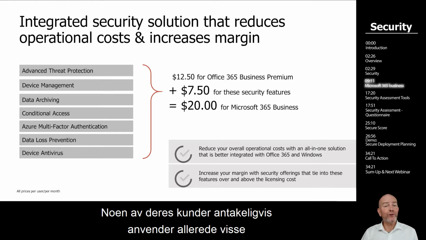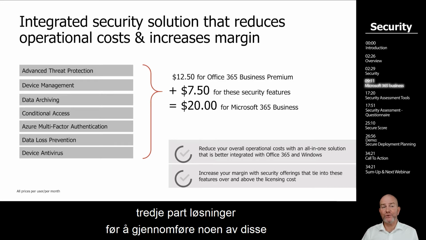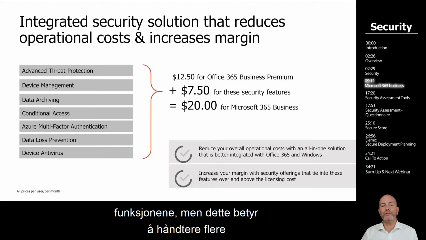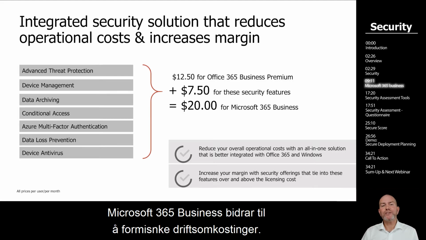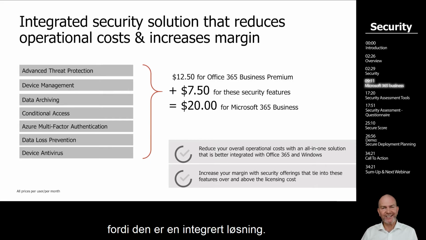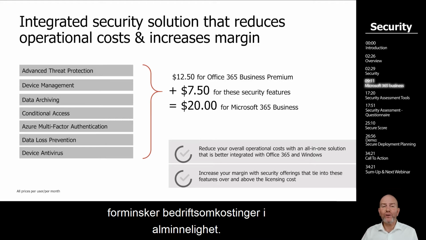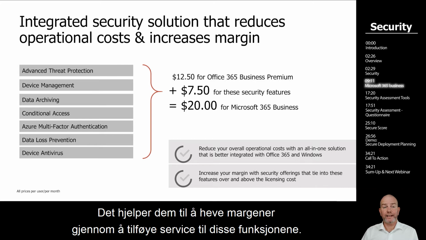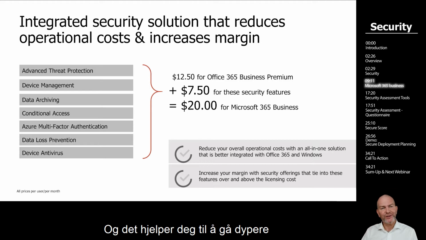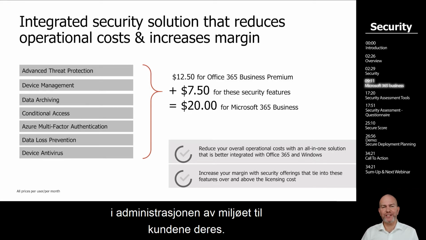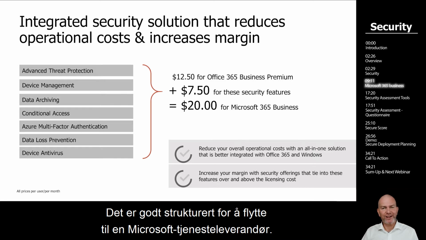Some of your customers may already be employing some third-party solutions to do some of these features, but that means dealing with multiple solutions, multiple consoles, multiple support. And Microsoft 365 Business helps reduce their operational cost because it's an integrated solution. In other words, a single sale that reduces all overall operational costs. It helps them increase margins by attaching service to these features, and it helps you get into deeper management of your customer's environment. It's tailored well for transitioning into a Microsoft service provider.